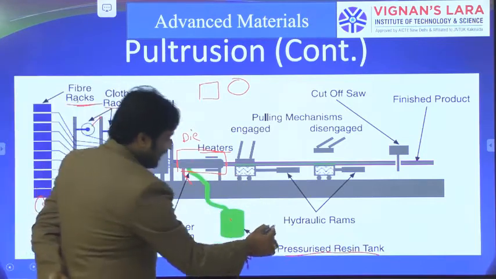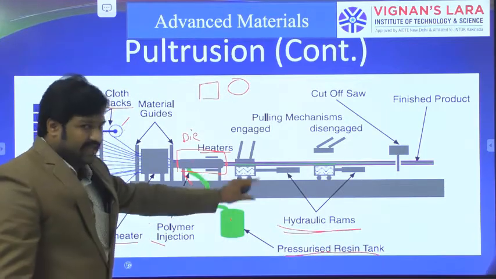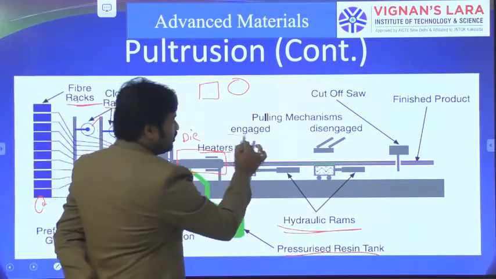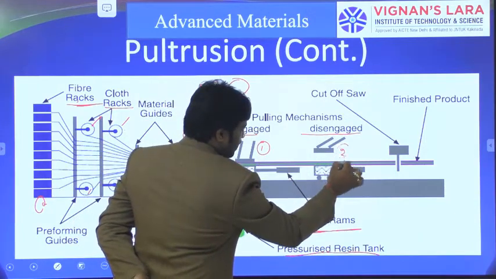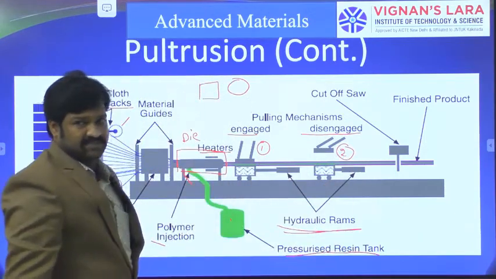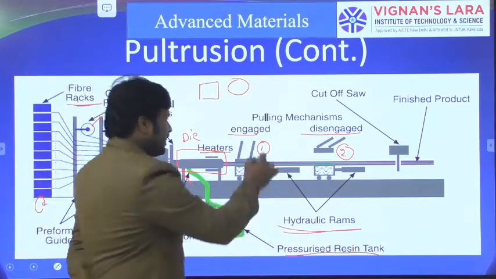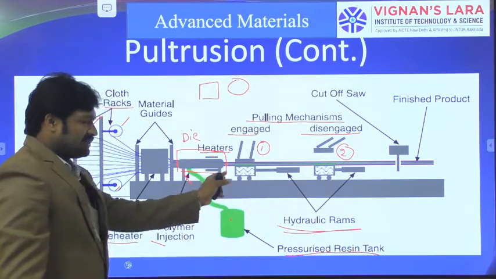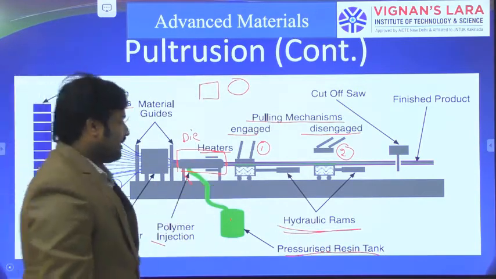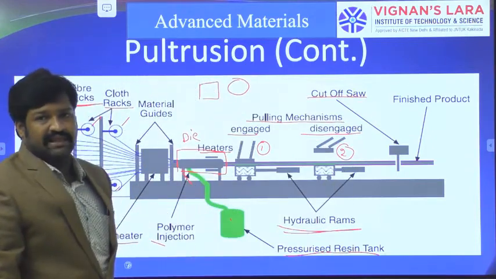By means of hydraulic rams, we are pulling the component from the die. So this is one and this is two. By means of these two hydraulic rams, we are pulling the component. Those are called the pulling mechanism. After that, by means of a cutoff saw, we are cutting the component to the required length.